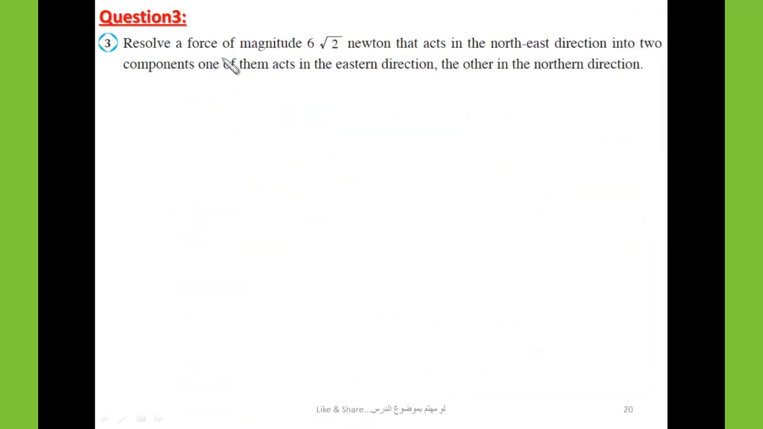Question: resolve a force of magnitude 6 root 2 newtons that acts in the northeast direction into two components. One of them acts in the eastern direction, the other in the northern direction.